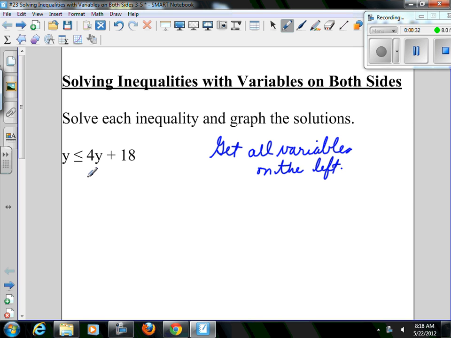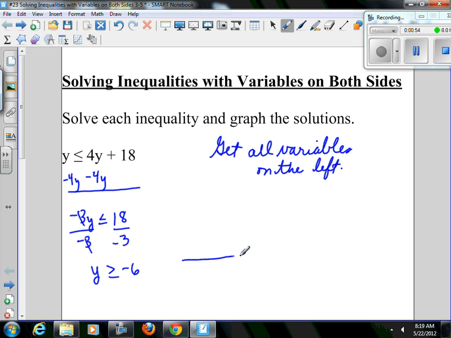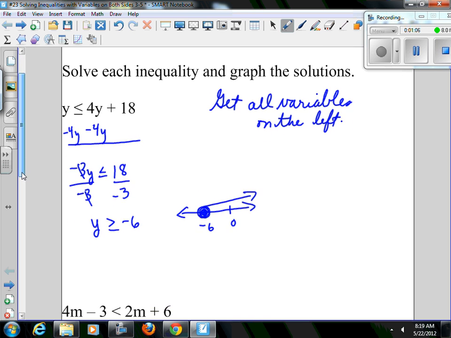So we want to subtract 4y from each side so we can move all the variables, the y's, to the left. So we have negative 3y is less than or equal to 18. Divide everything by negative 3. They cancel, and we have y. Now we've just divided by a negative, so we're going to have to switch the arrow. That's greater than negative 6. So if we make a little sketch of that, here's 0, negative 6. We have a closed dot on negative 6 with the arrow going to the right.